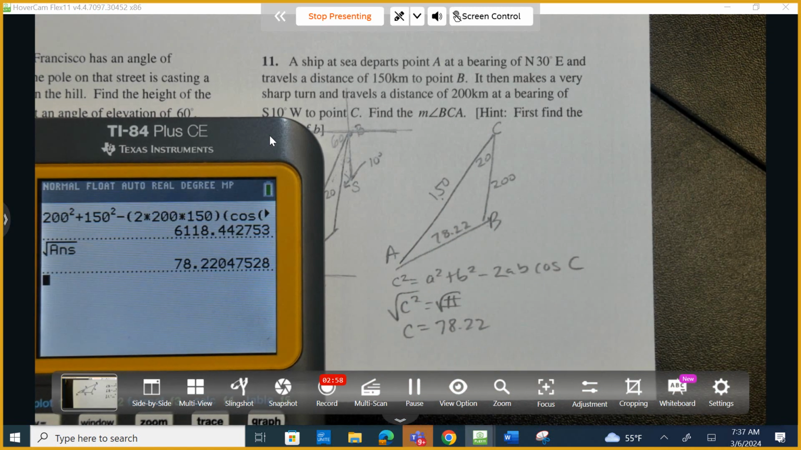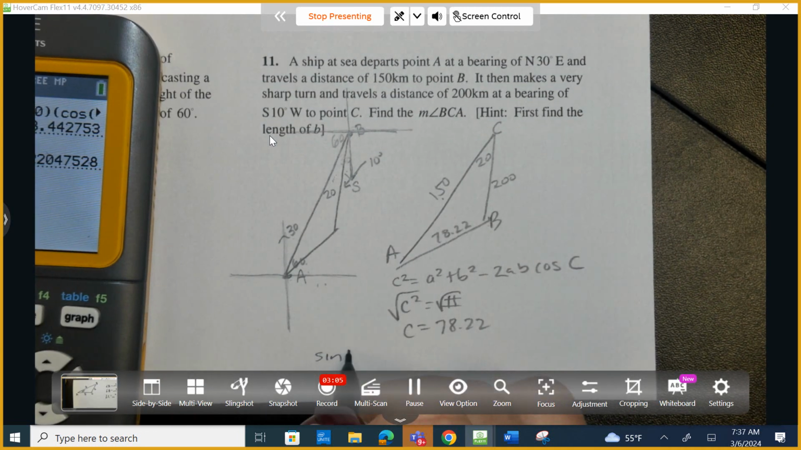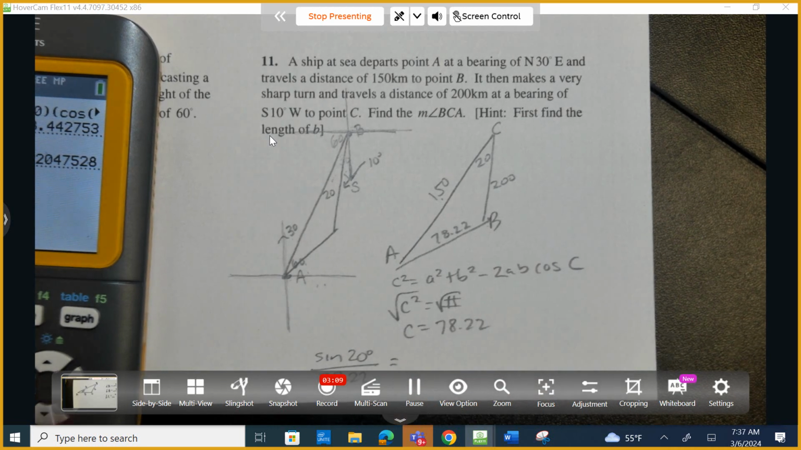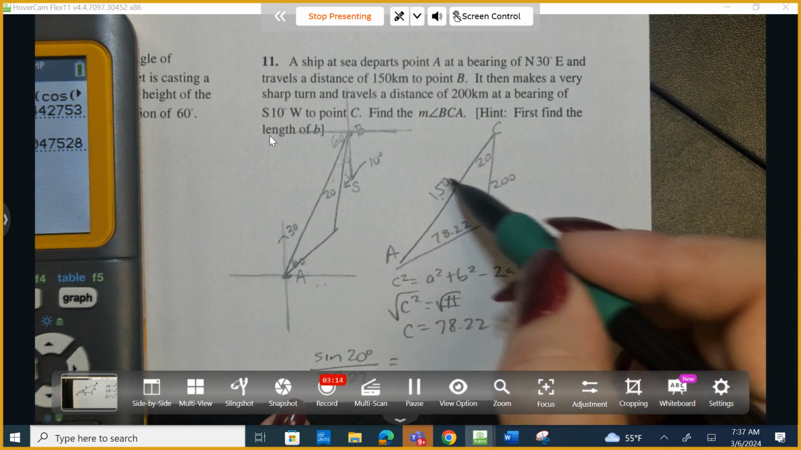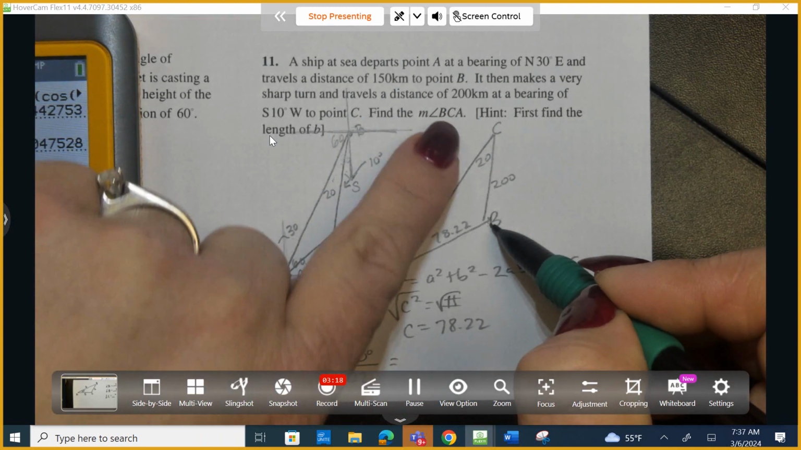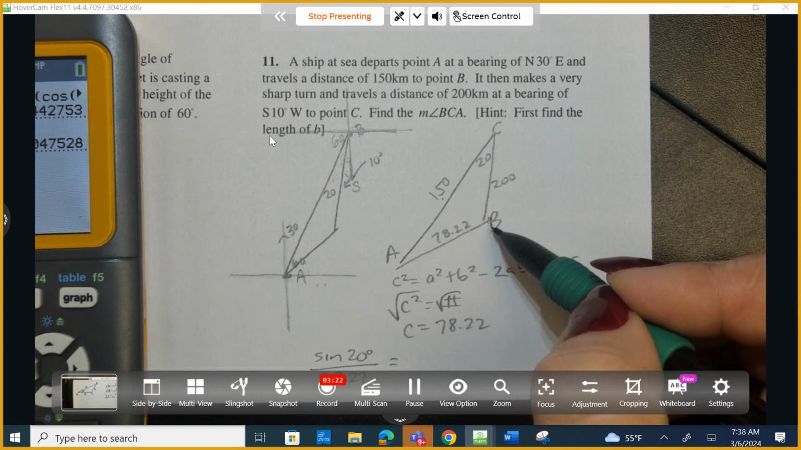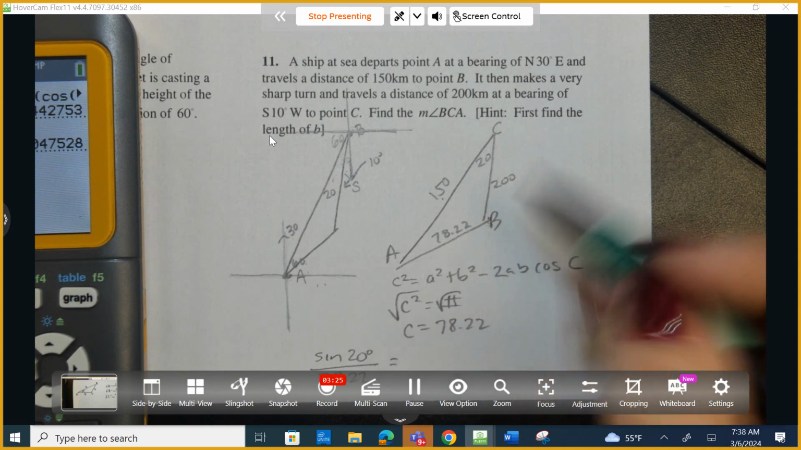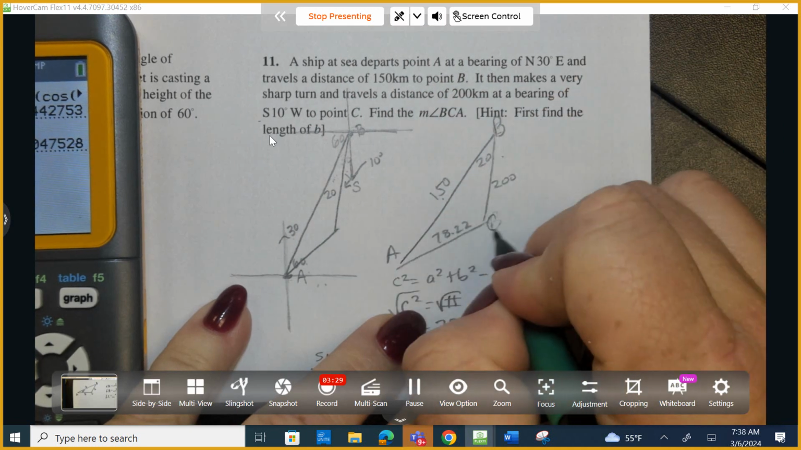Now I'm going to go back and use the law of sines. So I'm going to do the sine of 20 degrees over 78.22. Okay, and I would like to go after the smaller of the two, which would be b. What do I want to know here? I want to know BCA. I'm going to want to know this angle. Did I put the wrong letters? I put the wrong letters, didn't I? Okay, I did the math right, but the letters.